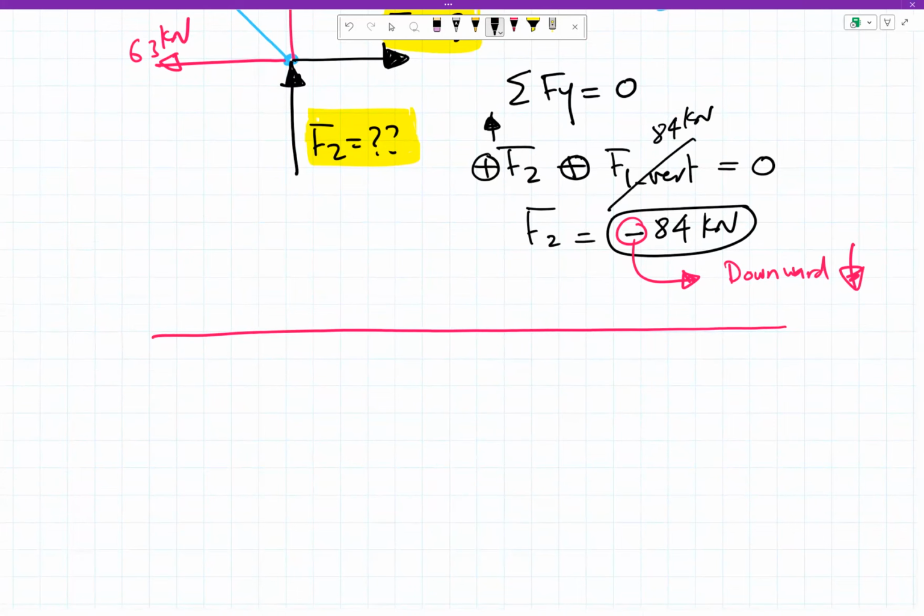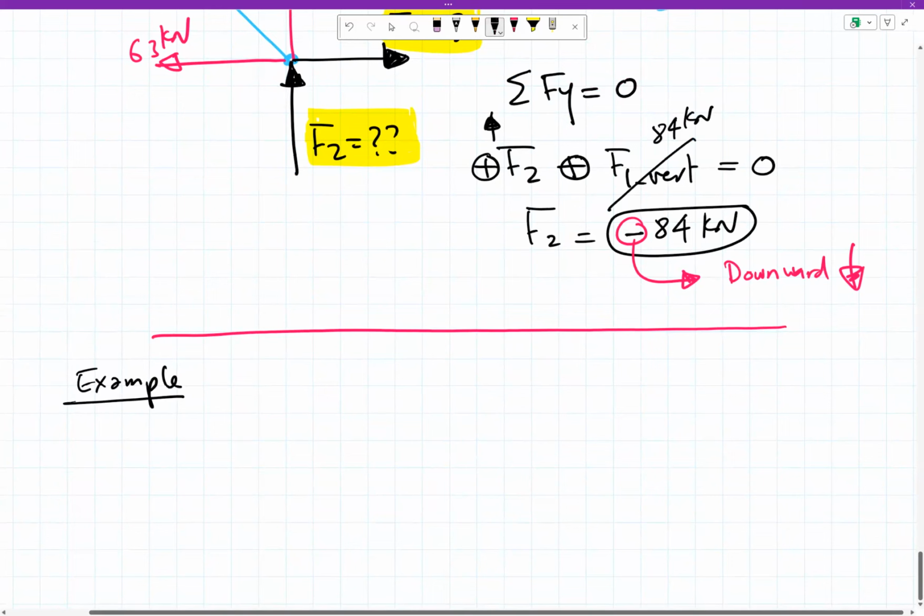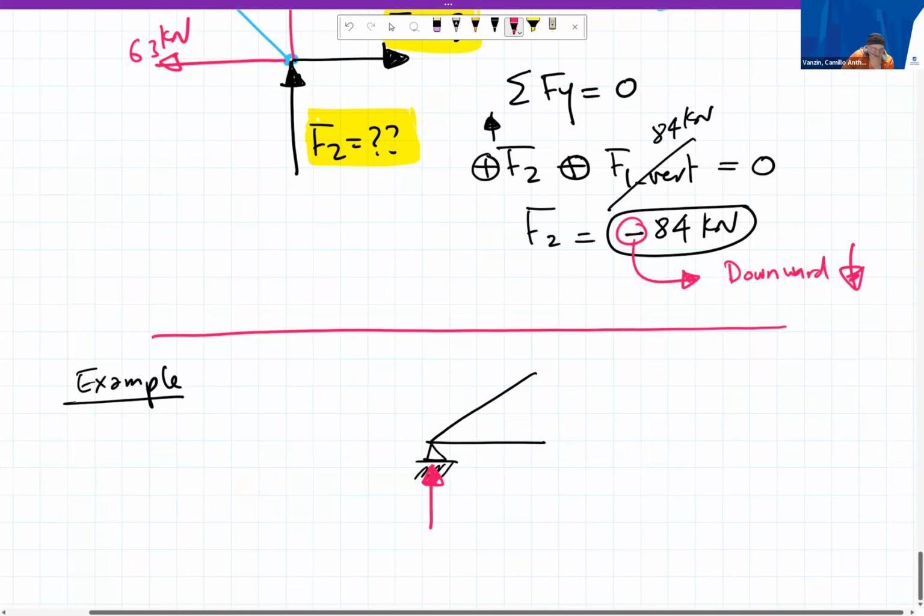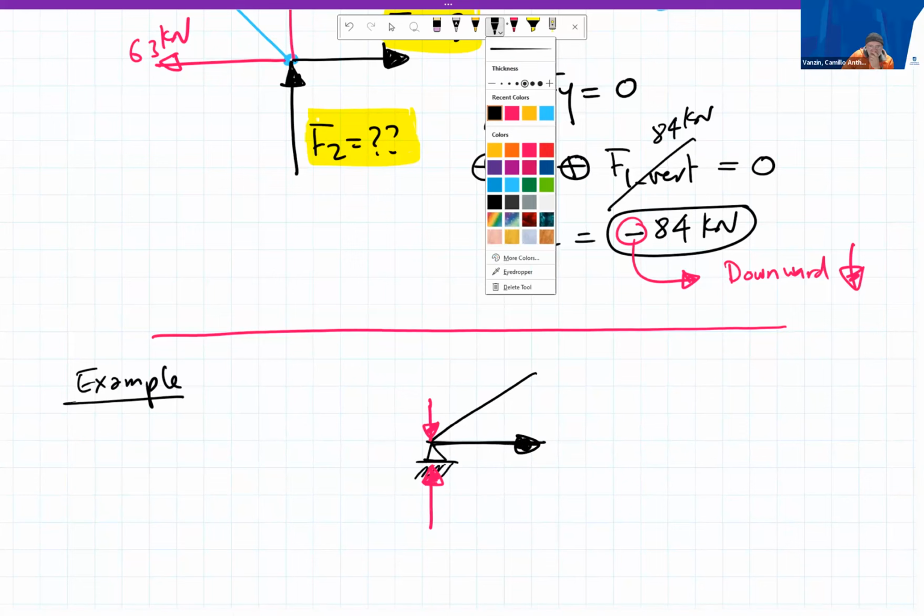Okay, so just one example. For example, I will just show one small example here. If you have a truss like that, what you have here is a reaction. You will have a reaction, and you might have a force as well. And what you have as well here, you have a force in this member, and also a force in this member.